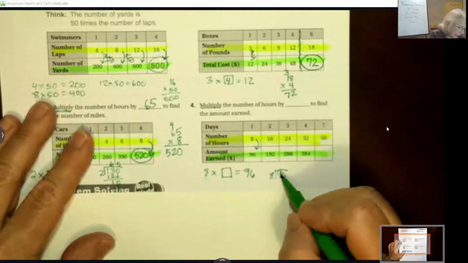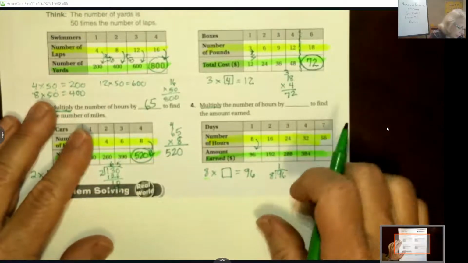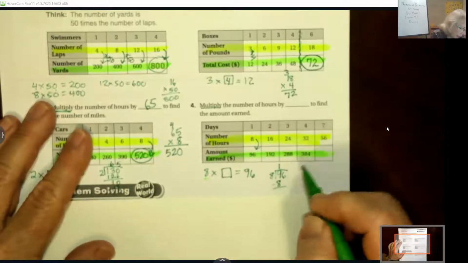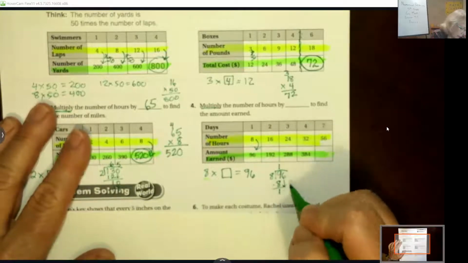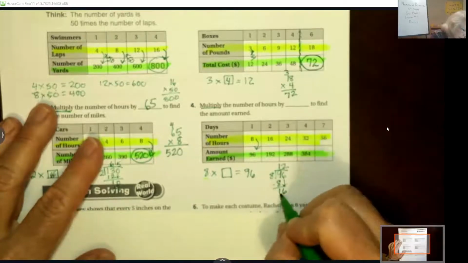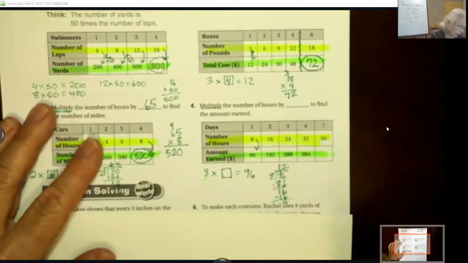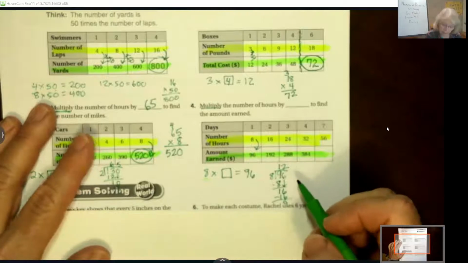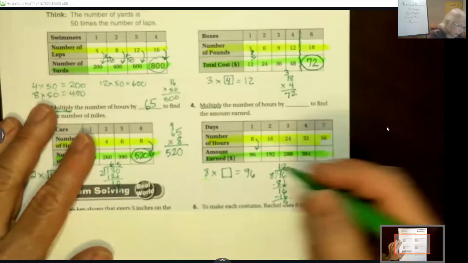We're going to say 8 goes into 9 one time. Bring down the 8 and subtract, and we have 1. Bring down the 6, we have 16. 8 goes into 16 2 times, and we're done. So our answer to this was 12.